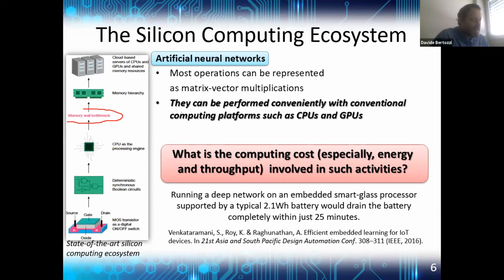This question does not only come to the forefront when we compare the 20-watt power of Lee Sedol's brain with that of data center machines when playing the Go game. Think about another computing domain, the edge computing domain. It has been recently demonstrated that running a deep neural network on an embedded smart glass processor supported by a typical 2 watt-hour battery would drain the battery completely within just 25 minutes. Overall, the point is that the brain seems to have something very special about energy efficiency that we are trying to reproduce.